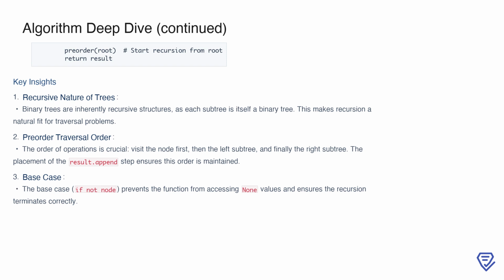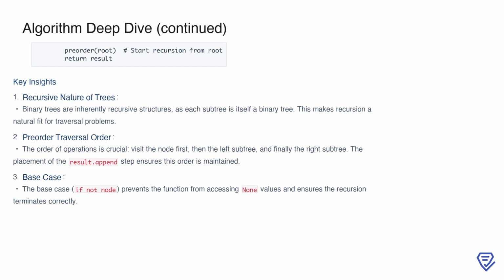There are several key insights to note here. First, the recursive nature of binary trees aligns perfectly with the recursive solution, as each subtree is itself a binary tree. This makes recursion an intuitive and elegant approach for traversal problems.